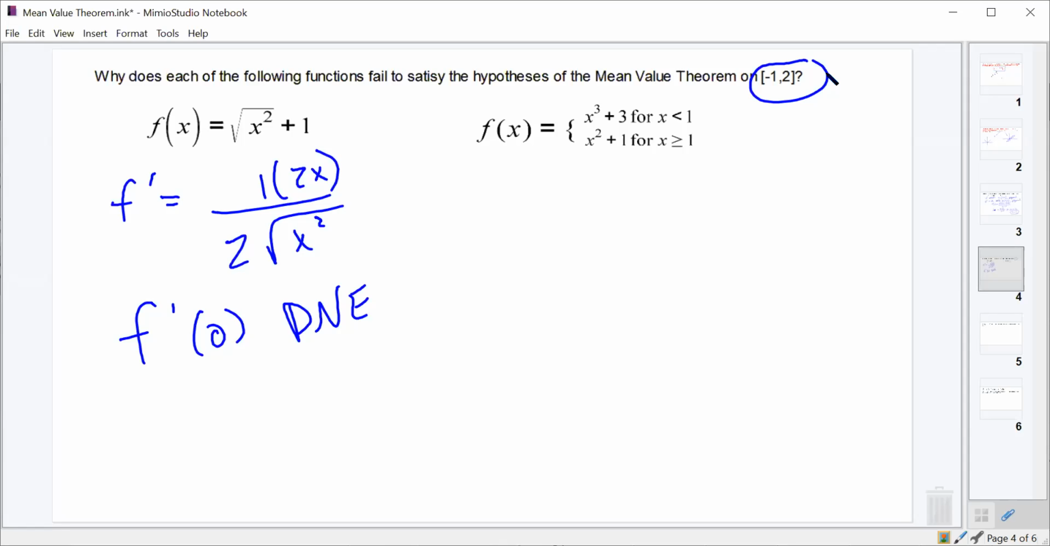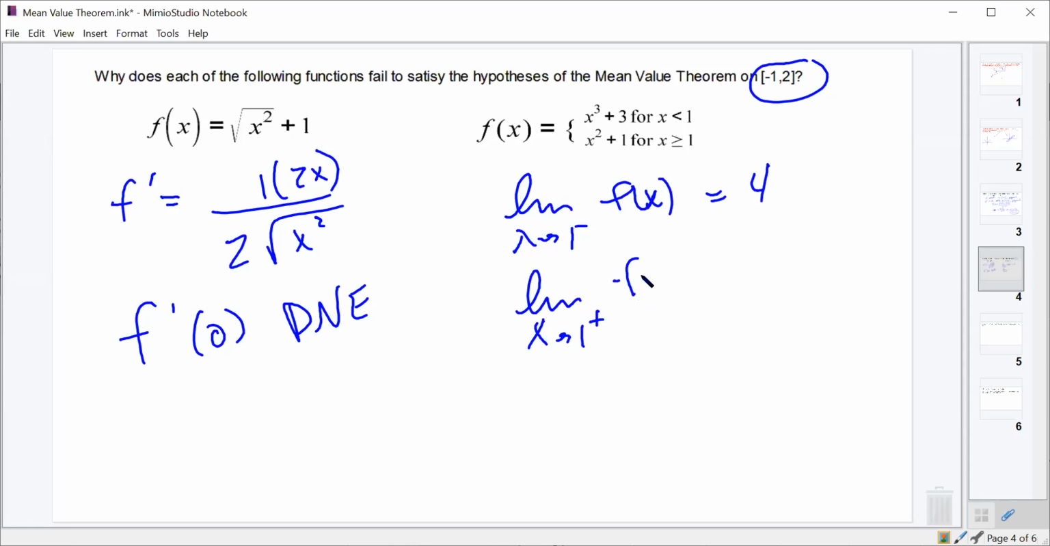And then this one, if we were to look at the limit as x approached 1 from the left, well, that's 4. And the limit as x approaches 1 from the right of f of x, well, that's 2. And since the limits from the left and the right are not equal, the function is not continuous at x equals 1, and it doesn't satisfy that piece of it. Everybody good with that or no?